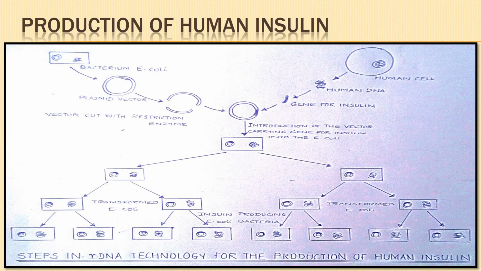E. coli. The E. coli acts as the host and multiplication of transformed E. coli takes place as shown in the figure. With repeated multiplication, a population of insulin-producing E. coli bacteria are produced. In this way, genetic engineering is used to insert human insulin-producing gene in E. coli. Next, application of recombinant DNA technology.